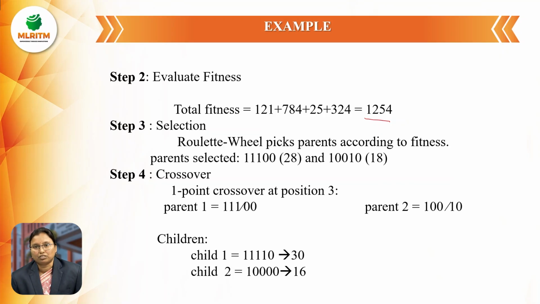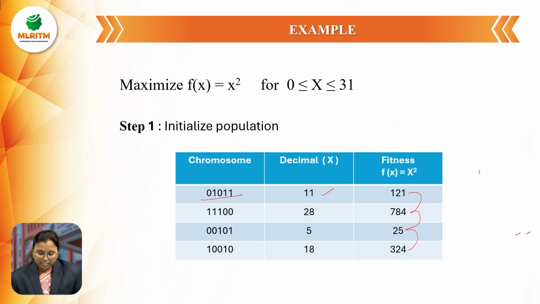If the condition is not satisfied, go for the operators. In the operators, the first one is selection. We have discussed already 3 ways: roulette, tournament and rank selection. In roulette, we pick parents according to the fitness. So again we have to select the best one, which is the highest one. Among these, 28 and 18 are the highest. So I am choosing parent 1 as 28 and parent 2 as 18.